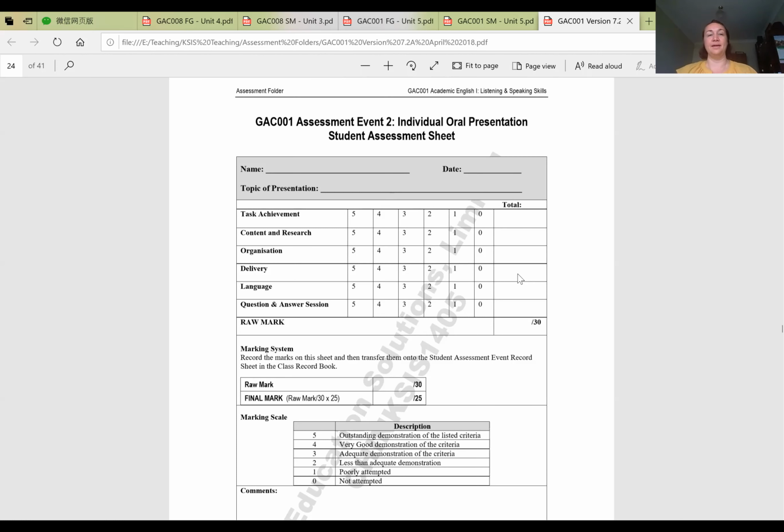Language falls into grammar, sentence structure, and vocabulary, okay? So making sure that you're able to pronounce different vocabulary in the right way and that you use different vocabulary across the board. Question and answer section, again, you can even get a 5 for this.